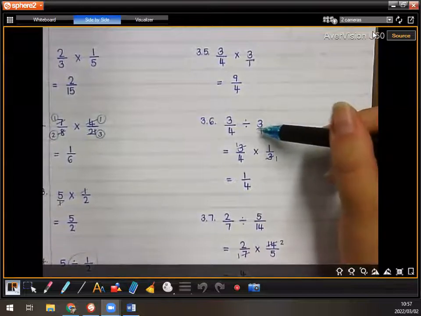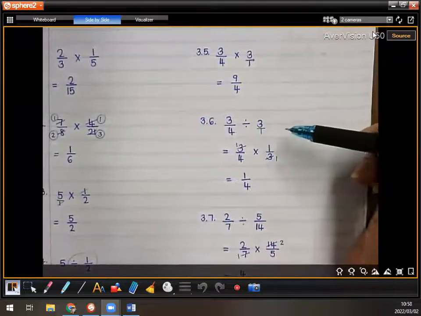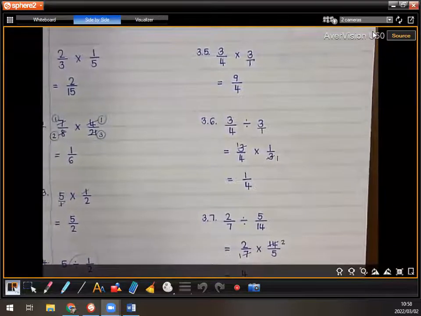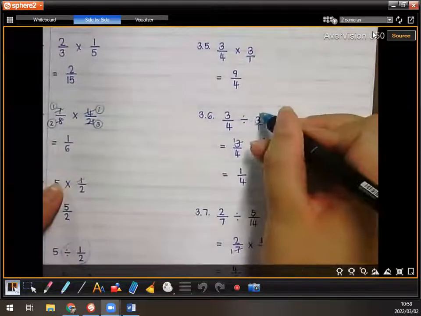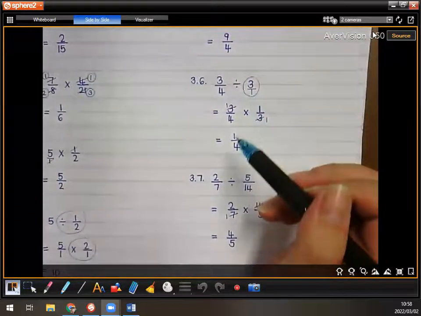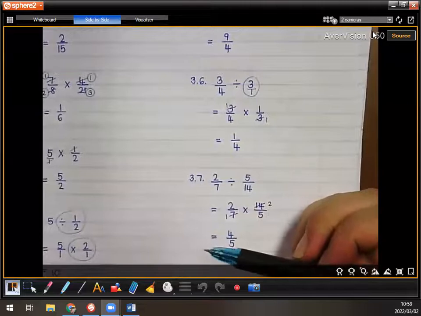Now, guys, if you didn't put that 3 as 3 over 1, what do you get when you flip that? You have to write it as 3 over 1, so that when you flip 3 over 1, you get 1 over 3. Okay, that's important. Please add that in if you didn't, in 2.6. So whenever they've given you a whole number, put that number over 1.